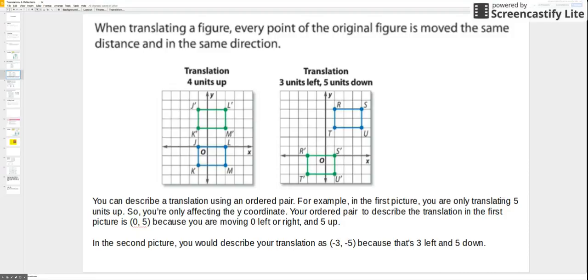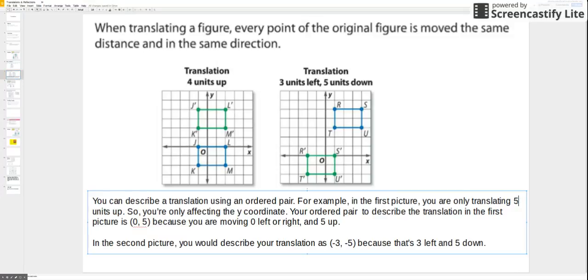Okay, you can describe a translation using an ordered pair. So for example, if we look at this first picture, okay, you are translating only 5 units up. So you're only affecting the Y coordinate, okay? X, if you remember, moves only left and right. Y moves up and down. So if you're moving 4 units up, you're only affecting the Y coordinate.